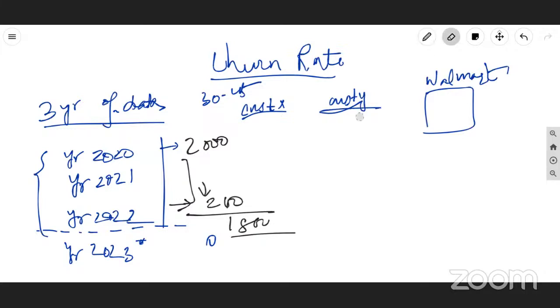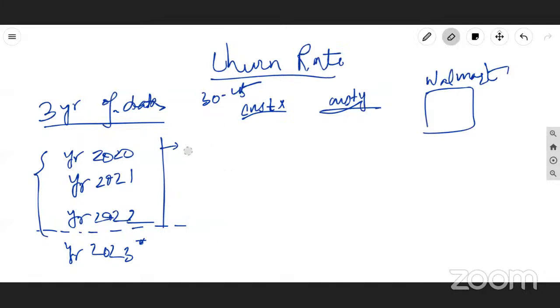Okay, so let me tell the methodology. If you guys want to try, I can give some more time. I'm saying, how do we arrive upon which are the lost customers? So, the customers who visited in 2020 or 2021, not visiting in 2022.